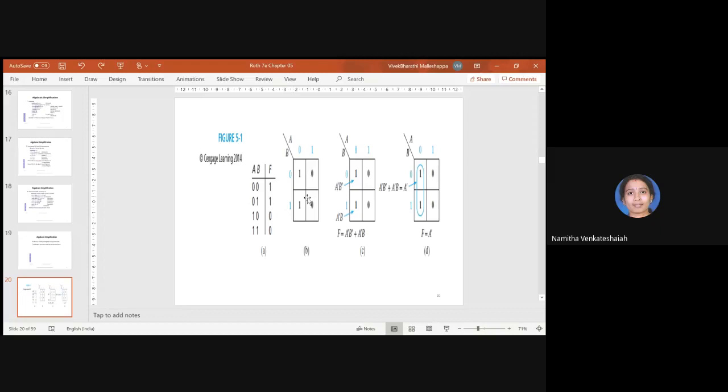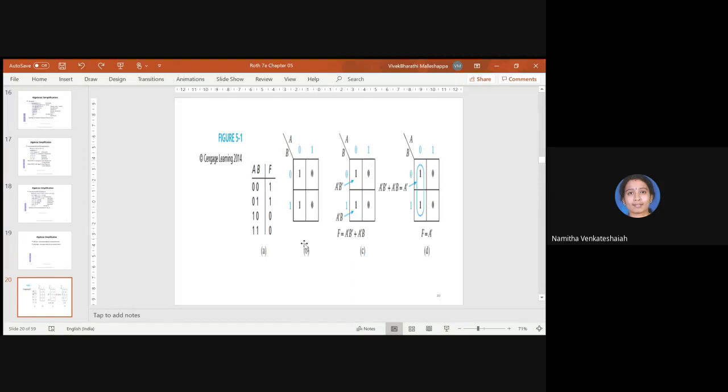Here also there is 1. How did I get this 1? This is the output of the second row. I'm writing here 0. How did I write this? I wrote this because this is the output of the third row. And here I have written 0. That means that is the output of the fourth row.